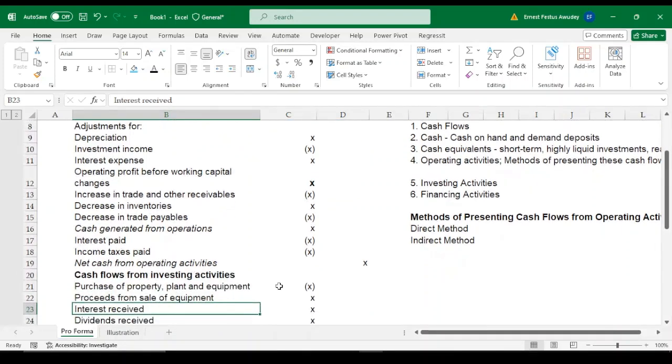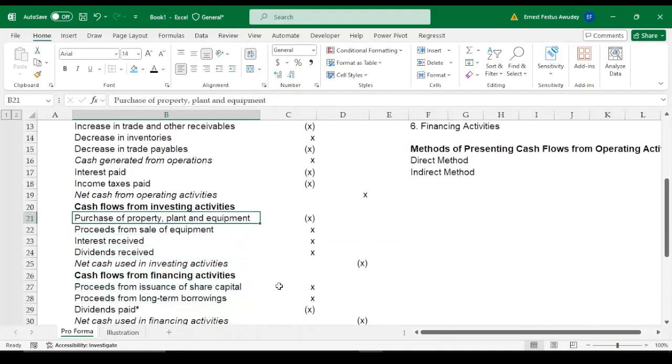So, when we talk about cash flows from investing activities or cash flows used in investing activities, the principal items that come here include purchase of property, plant, and equipment, that is non-current assets, proceeds from the sale of property, plant, and equipment, interest received from investments, and then dividends received from investments. Those are also put there. Now, purchase of property, plant, and equipment is a negative figure here because it is an outflow of cash.